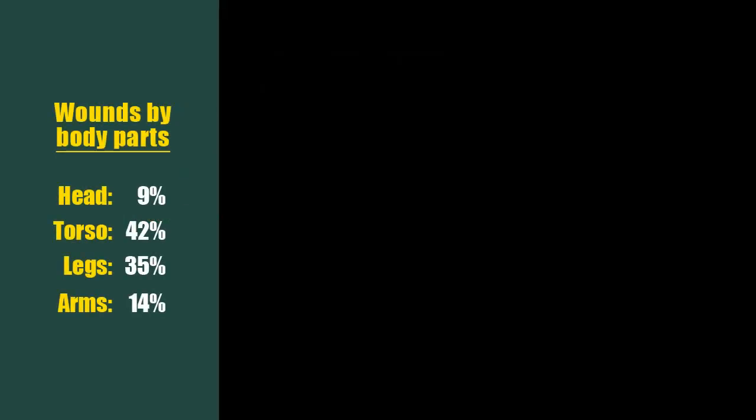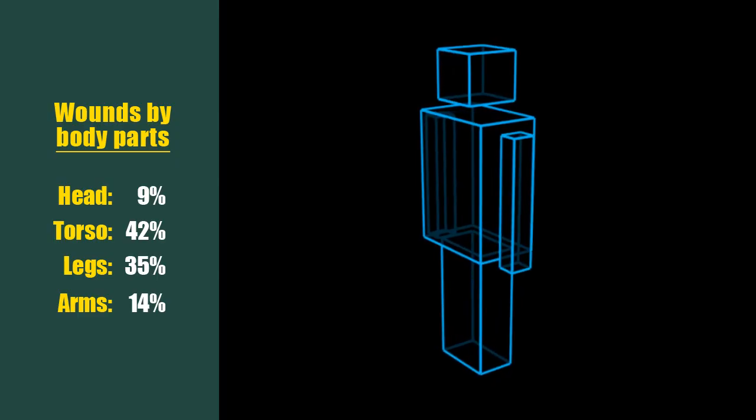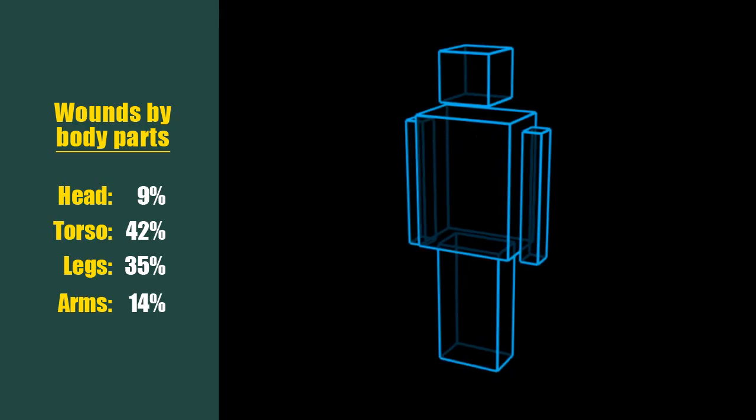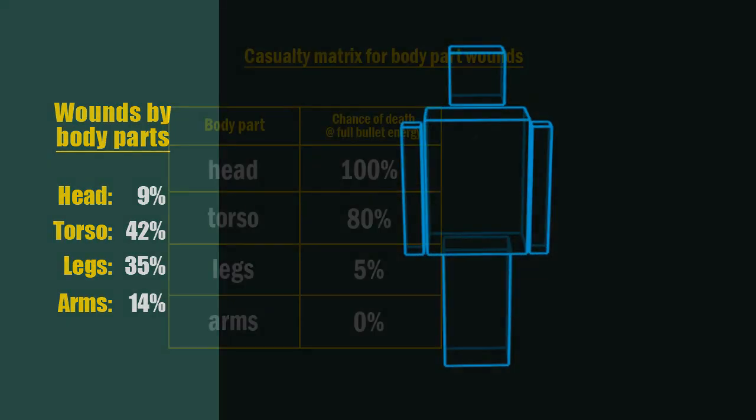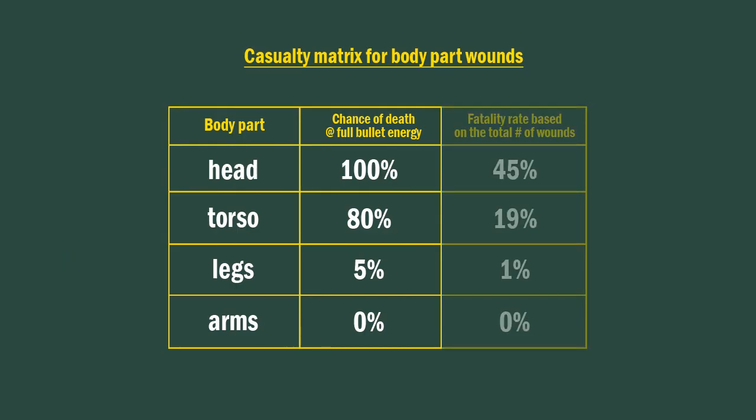Here's the distribution of wounds by body parts. Note how the distribution roughly corresponds to how big the parts are as a percentage of a human body. In a past episode, we showed a casualty matrix which estimated wound fatality rates for body parts. With the new data, we can better estimate these rates.